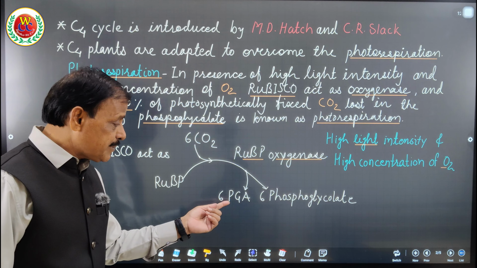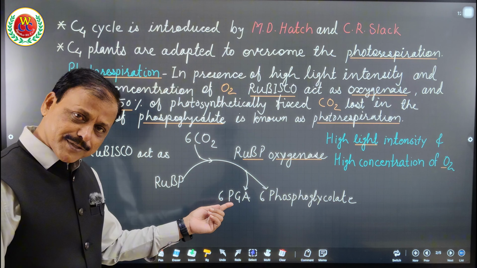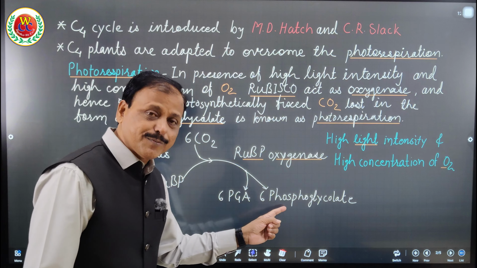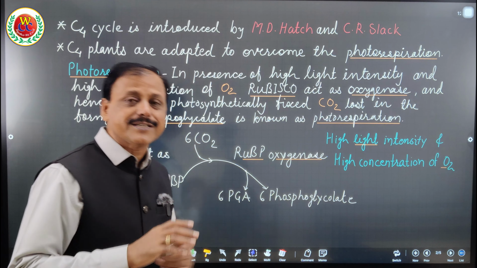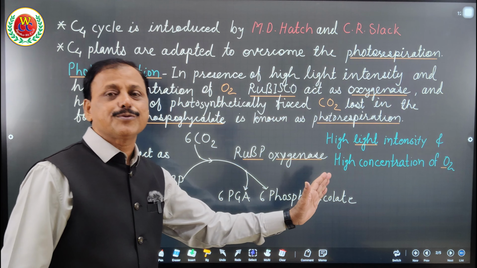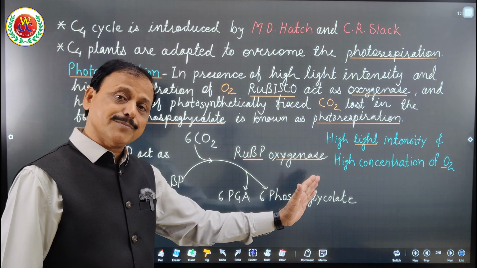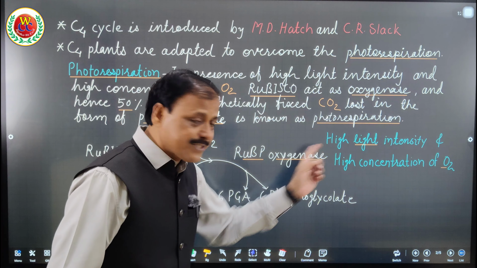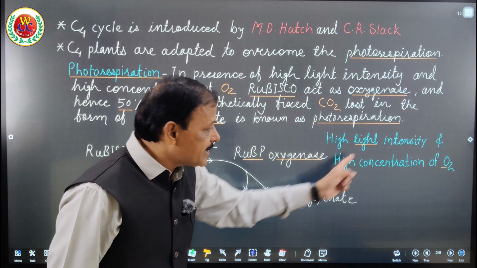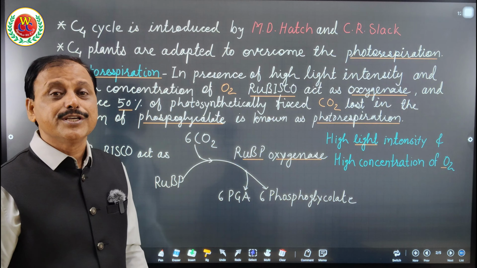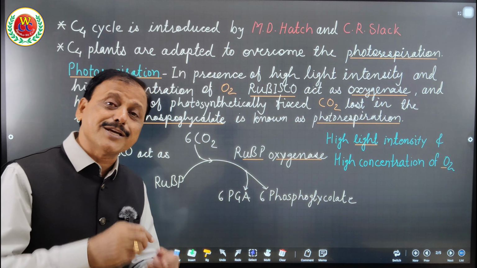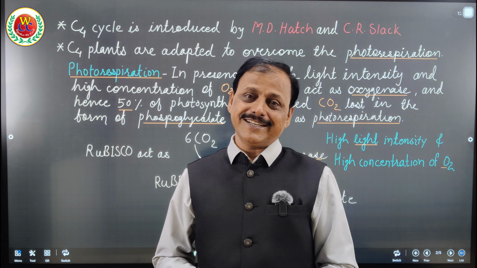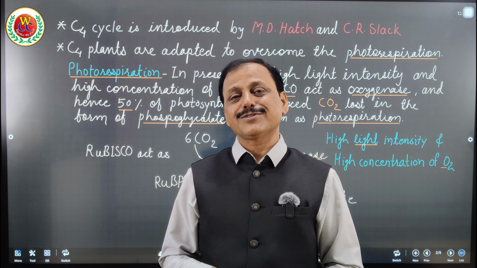That is, 50% of the photosynthetically fixed carbon dioxide is converted into PGA, which is supposed to be part of the Calvin cycle, and phosphoglycolate, which is not part of the Calvin cycle. That means 50% of the photosynthetically fixed carbon dioxide gets lost in the form of phosphoglycolate. To overcome this loss in the presence of high light intensity and high concentration of O2, C4 plants are adapted to have the Calvin cycle deep inside the bundle sheath itself, that is away from the light intensity and away from the high concentration of O2.